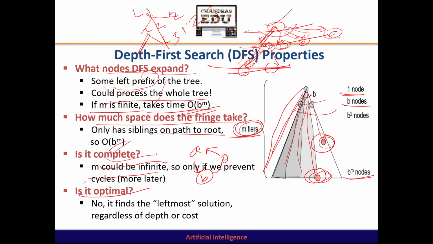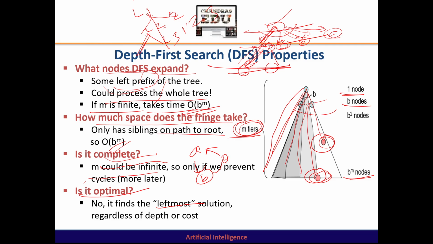The next question is, is it optimal? It is not an optimal one. Why? Because it is always trying to find the leftmost solution. How much is the depth? It does not know. So it goes along whatever leftmost path is there. It will try to explore until the deep, and if it is not finding a solution, it will once again return back and check the next path. So it is not an optimal one. So those are the properties of DFS.